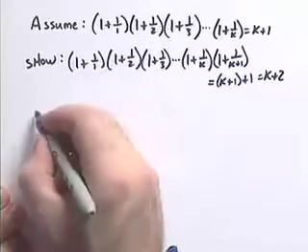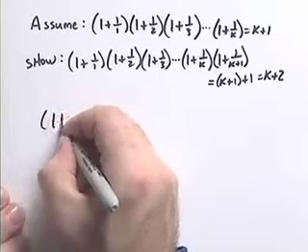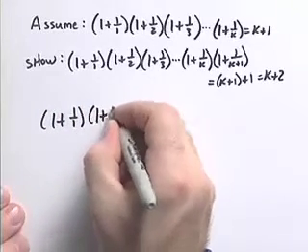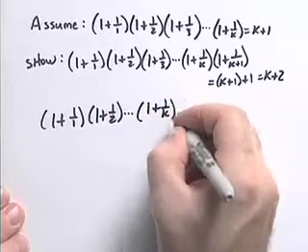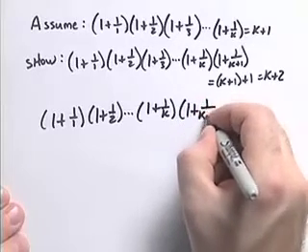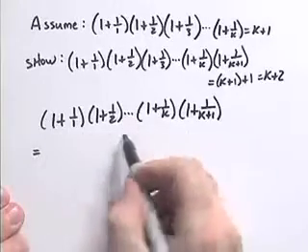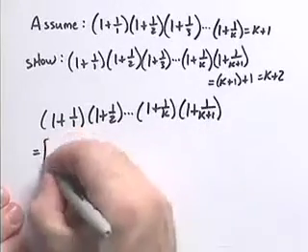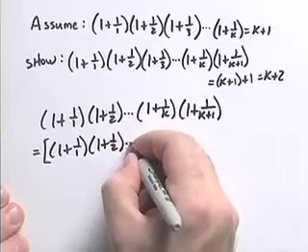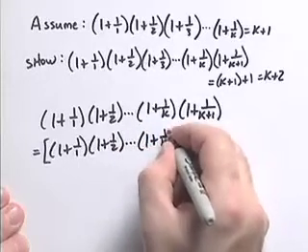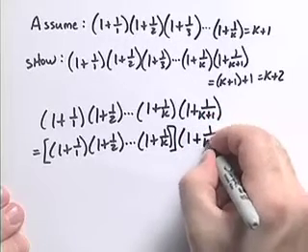So we're going to go ahead and start with our left-hand side here. So we're going to get (1 + 1/1)(1 + 1/2)...(1 + 1/k)(1 + 1/(k+1)). Now we can group everything together except for this last factor. So we'll have (1 + 1/1)(1 + 1/2), and so on, times (1 + 1/k). Group all that together, and then multiply by (1 + 1/(k+1)).